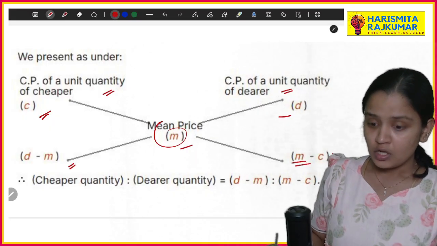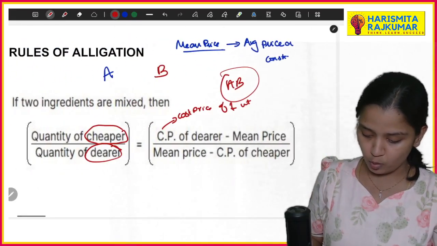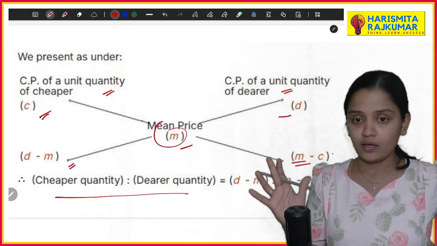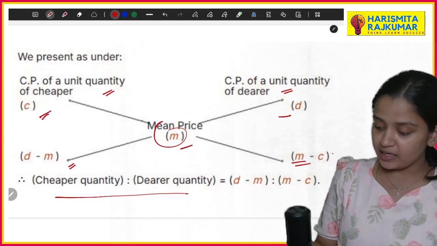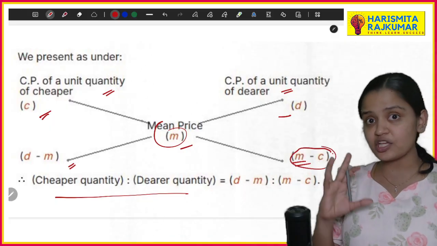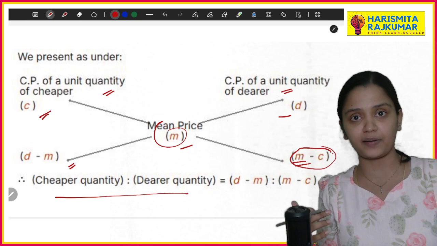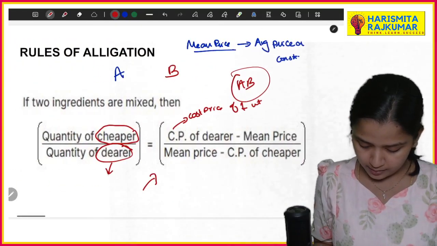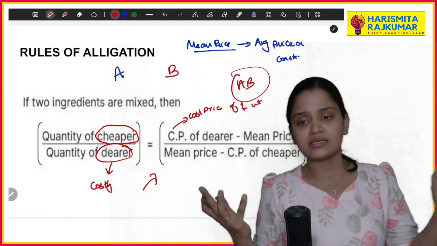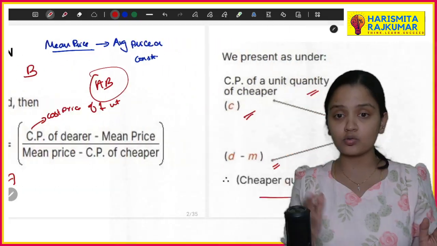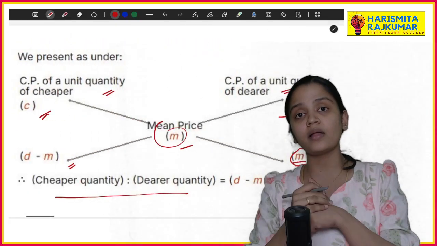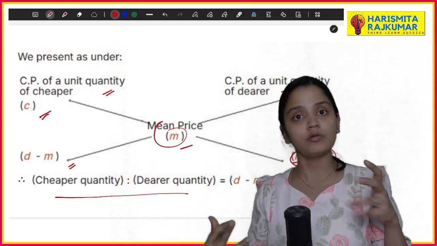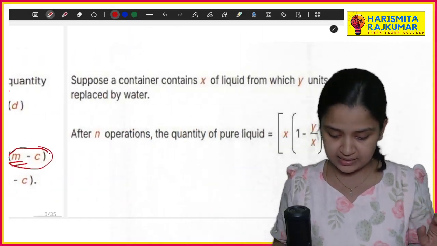Are you clear? Whatever I've written here, I've shown in a picture way. Why is it M minus C here? Because the average price will always be higher than the cheaper price, right? Dearer is the costly item. I don't want you to get confused between the two C's. This is the formula, and I'll tell you how to apply it. It is a formula to find the ratio in which 2 ingredients are mixed.